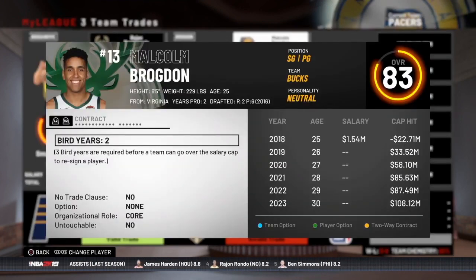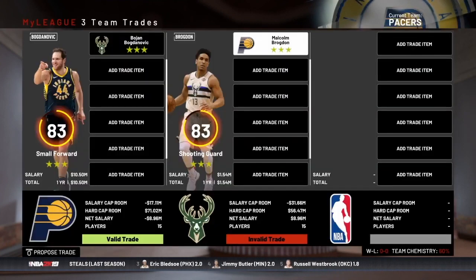Now it goes the other way too. If I'm trading for a player that makes less salary, like if I wanted to trade Bogdanovich to the Bucks for Malcolm Brogdon, you can see he's due to make $1.54 million to Bogdanovich's $10.5 million. So you can see in the trade system here, that's not a valid trade and I can't make it. So the point of all this is that the contracts have to match to some degree, and the way you find that out is just throwing it in the trade system to see if it's a valid trade or not.